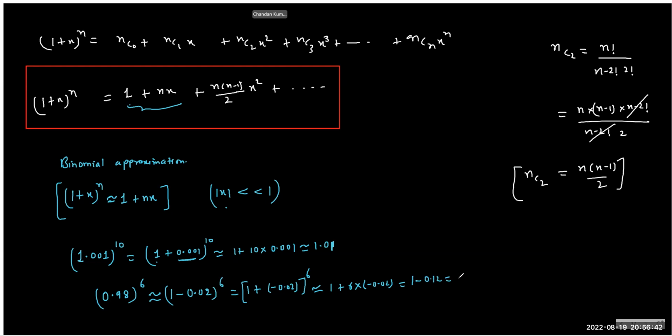And so it is 0.88, correct? So let's use the calculator and see if it is matching. 0.98 to the power 6. Oh my God, it's quite close. So at least it is matching up to the second term, which is correct. Okay. So do you see the power of approximation in maths and how maths facilitates various kinds of approximation?